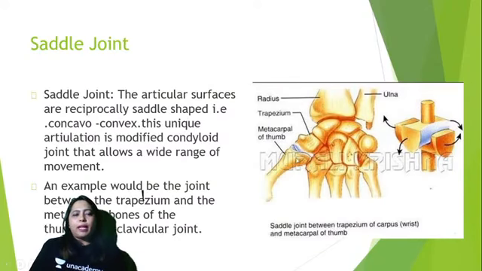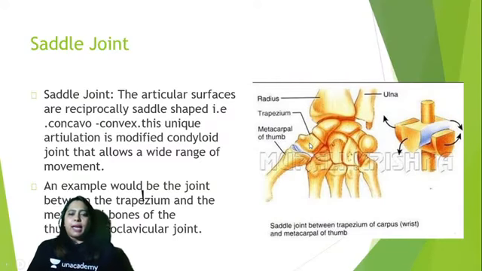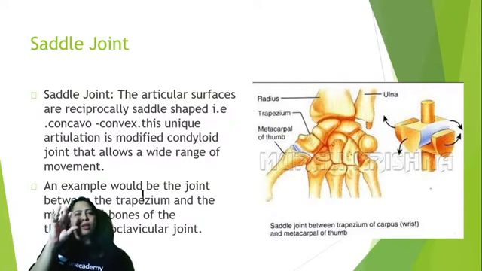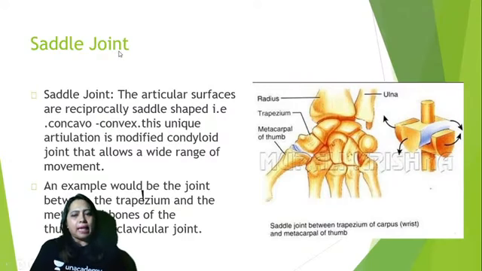So this has a wide range of movement. You know that it can produce flexion, extension, adduction, abduction, and also opposition. That is the action where the tip of the thumb touches the tips of the other fingers, and that action is called opposition. So all these movements you can produce, and that is from the saddle or sellar type of joint.